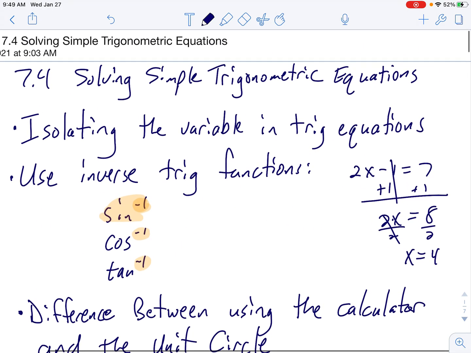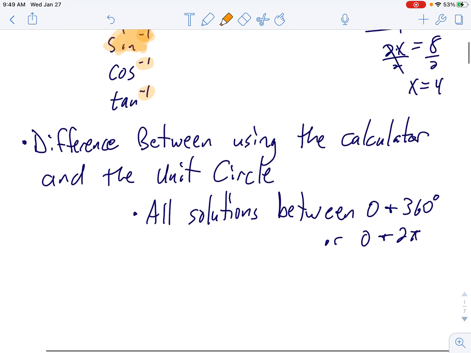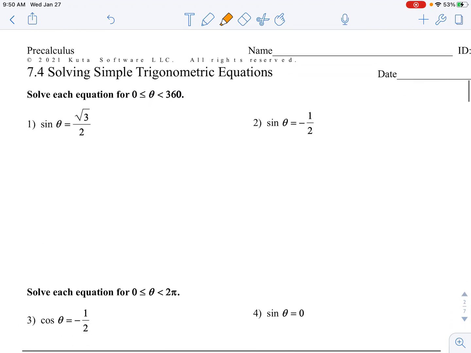Now, these are simple. Tomorrow, or whenever you do the next lesson, those will be more advanced. So the advanced ones will have a lot more steps, and they are going to use the other trig functions besides sine, cosine, tangent. So cosecant, secant, cotangent. But for today, that's not the case.